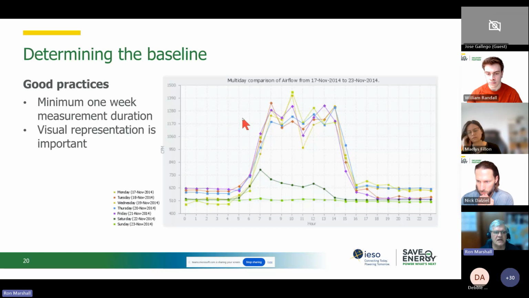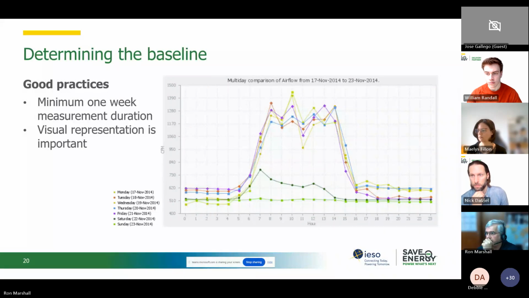All right, determining a baseline. A good practice of doing a baseline is a minimum of 1 week of measurement, right? Because there's those weekly shift-oriented type of things and weekends, right? And we can see here this particular data visualization program is showing Monday, Tuesday, Wednesday, Thursday, Friday, Saturday, here a little bit of production, and Sunday, right, where there's really not much production at all, right? And visualizing is pretty important.